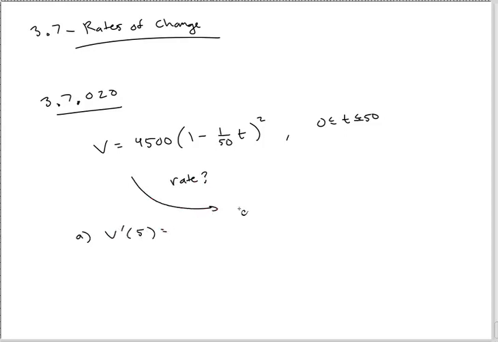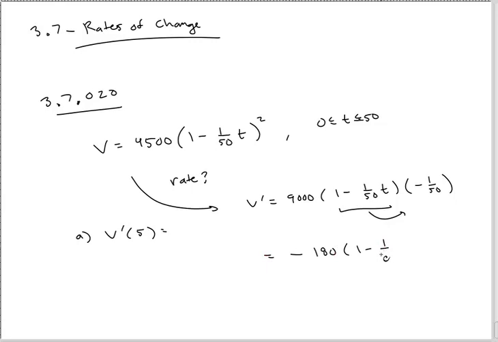Well, what we're going to need to find first is V prime. So the 2 is going to come down to the front, so we actually get a 9,000 times (1 minus 1 over 50 t) now to the 1 power. This was a complicated inside, so the derivative here would be negative 1 over 50. 9,000 divided by 50 is 180, I think. Notice it could be a negative. 180 times (1 minus 1 over 50 t).